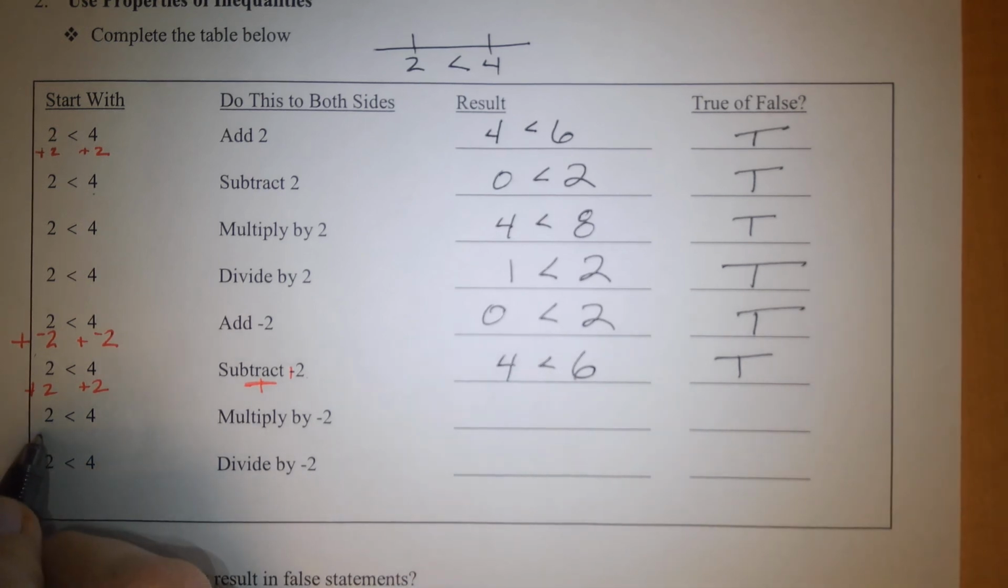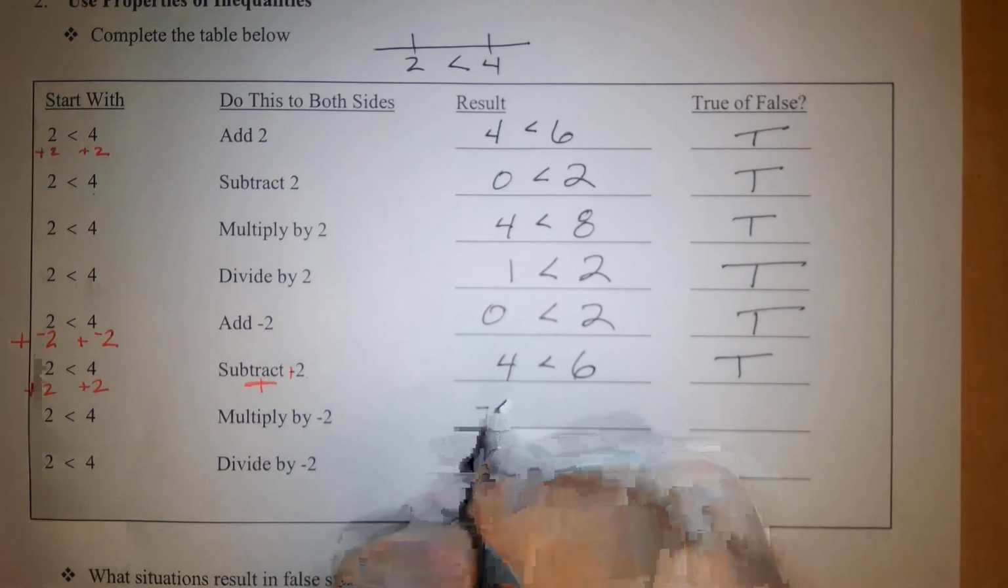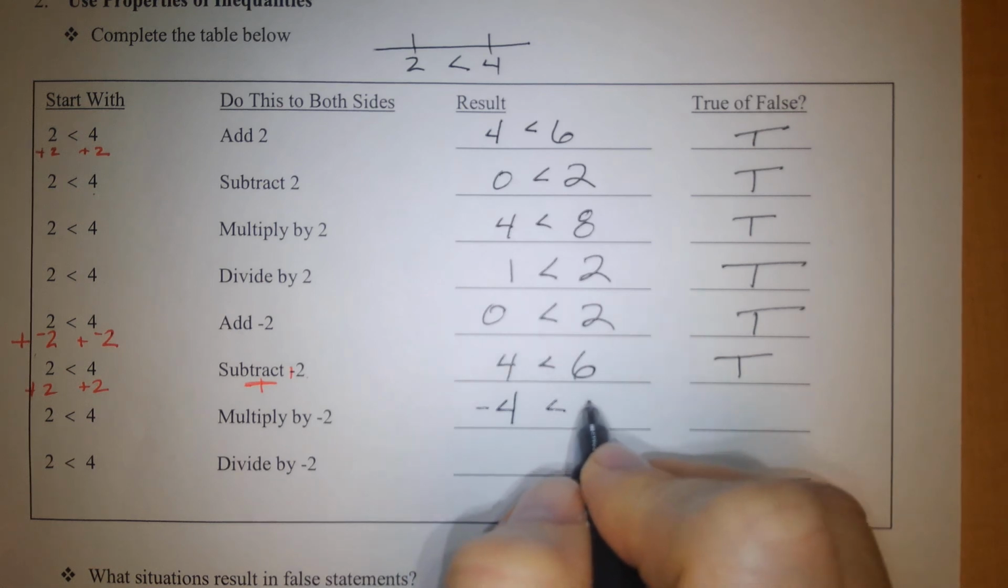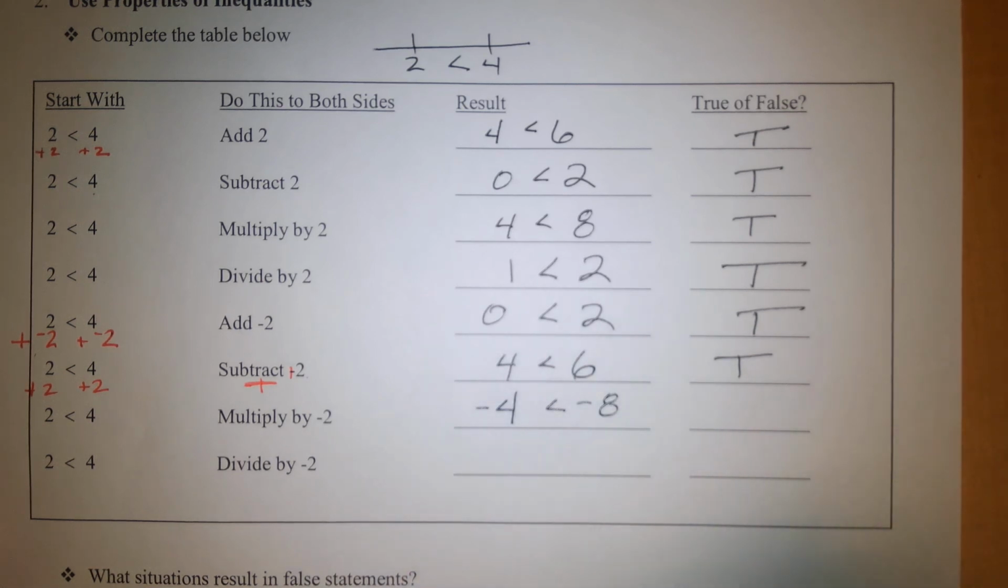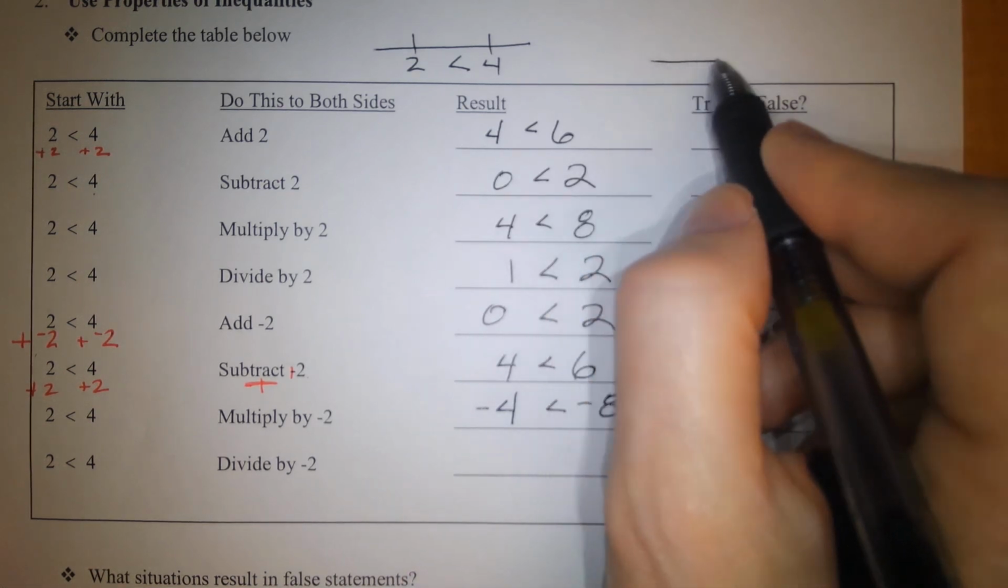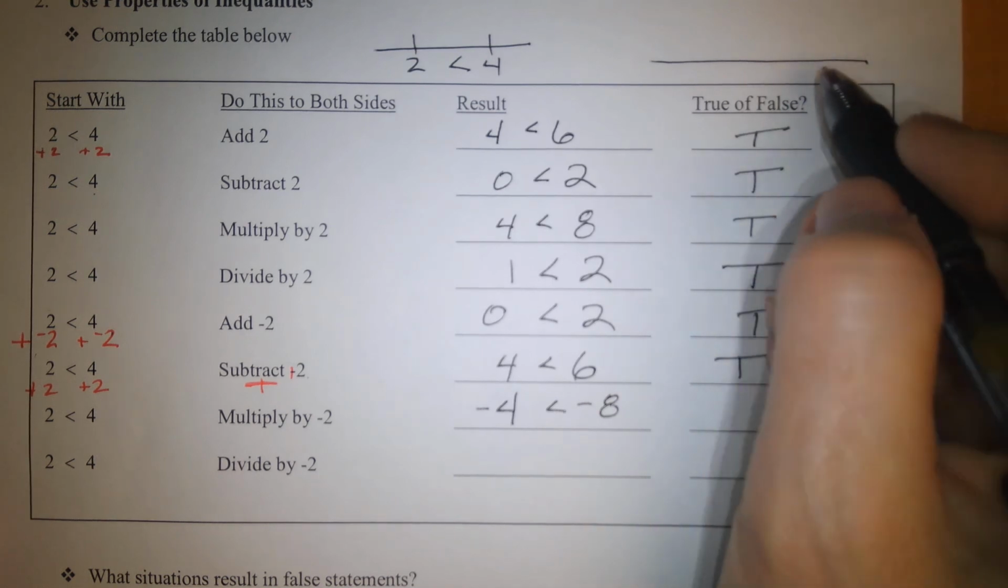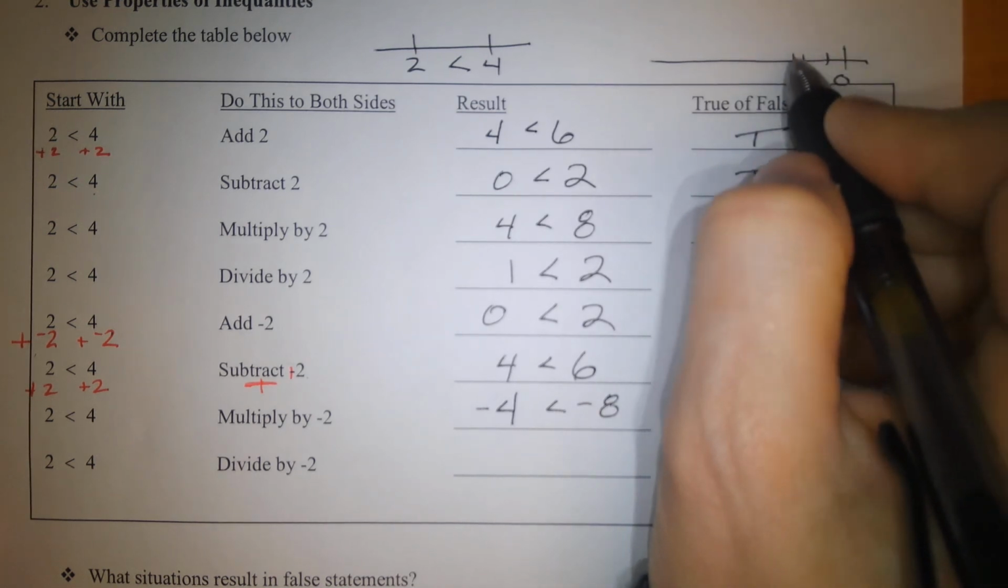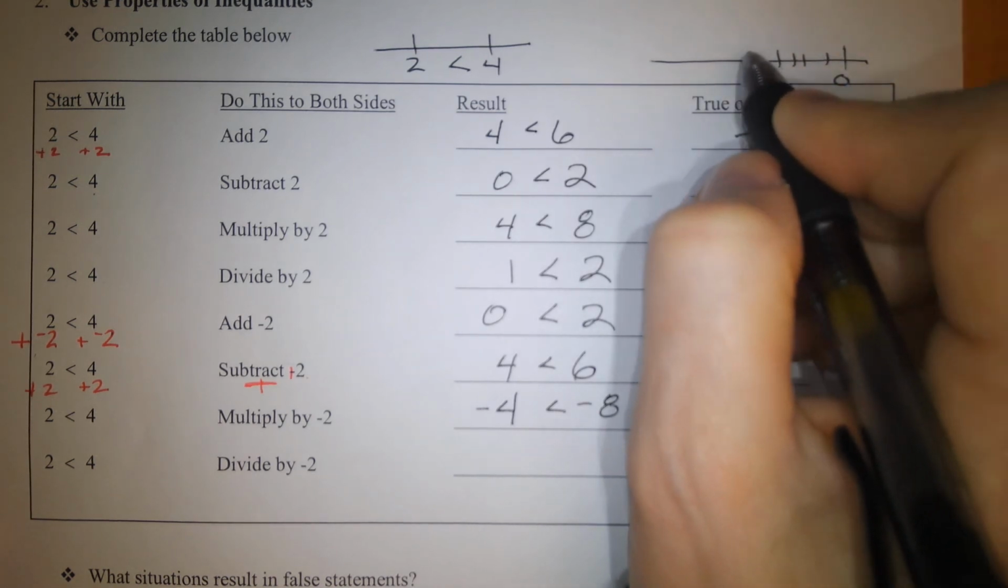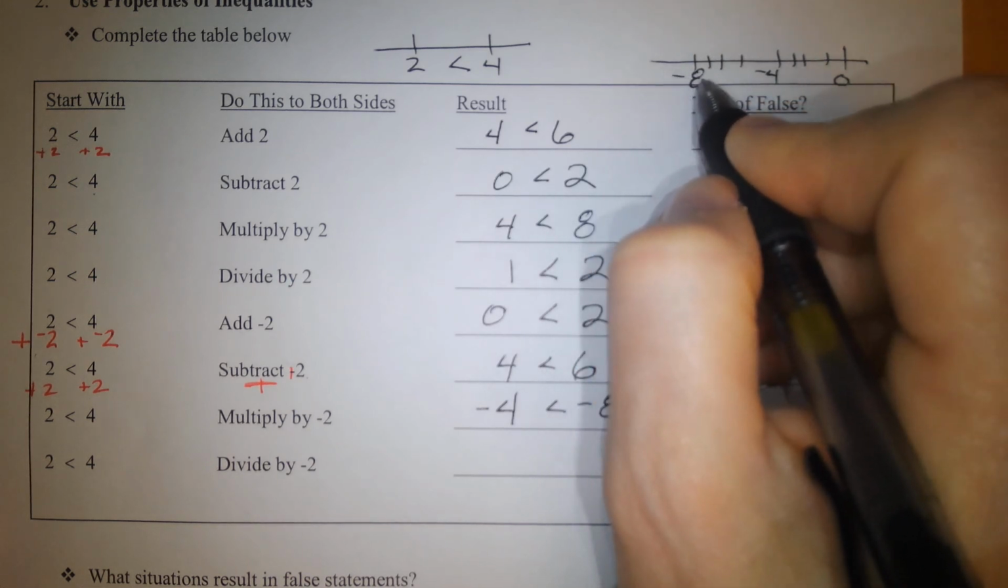Now if we multiply by -2, that gives me -4 is less than -8. Now let's look at that on the number line. Here's 0, here's -4, here's -8.